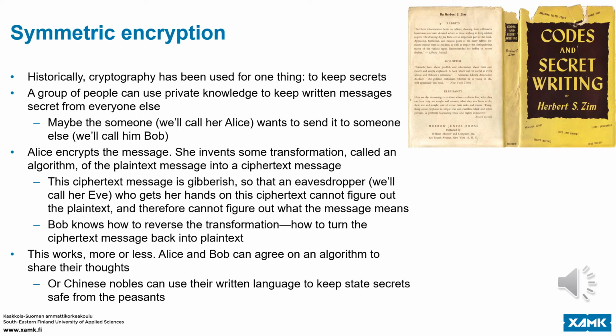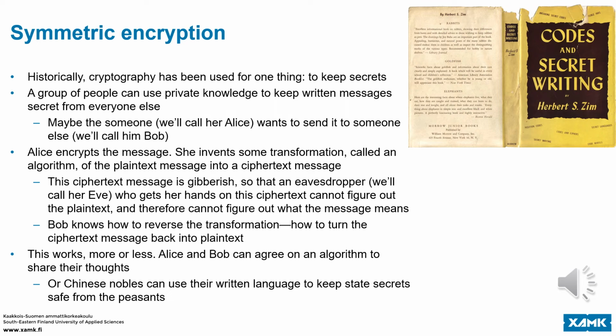The main idea behind cryptography is that a group of people can use private knowledge to keep written messages secret from everyone else. There is a message, sometimes called the plain text, that someone wants to keep secure. Maybe the someone, we'll call her Alice, wants to send it to someone else. So Alice encrypts the message. She invents some transformation, called an algorithm, of the plain text message into a ciphertext message. This ciphertext message is gibberish, so that an eavesdropper, we'll call her Eve, who gets her hands on this ciphertext, cannot figure out the plain text and therefore cannot figure out what the message means. Bob knows how to reverse the transformation, how to turn the ciphertext message back into plain text.